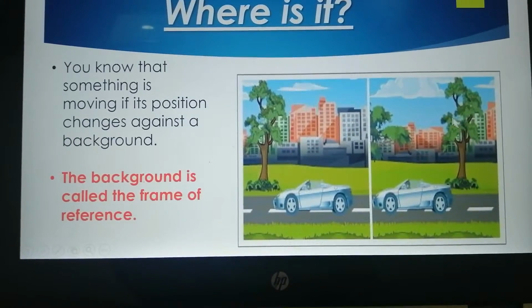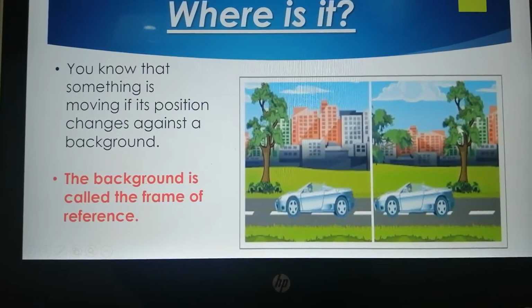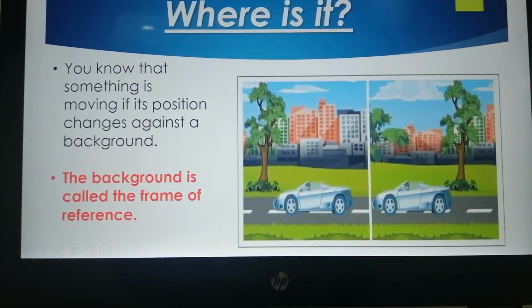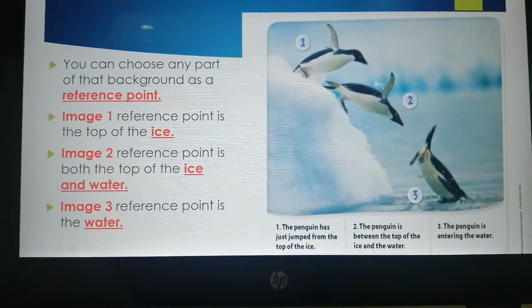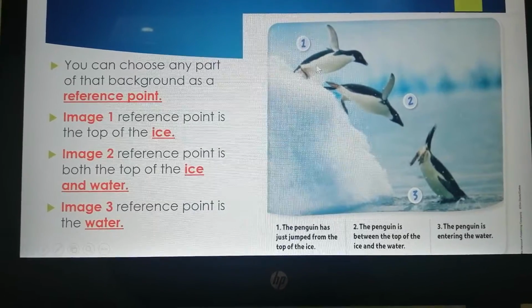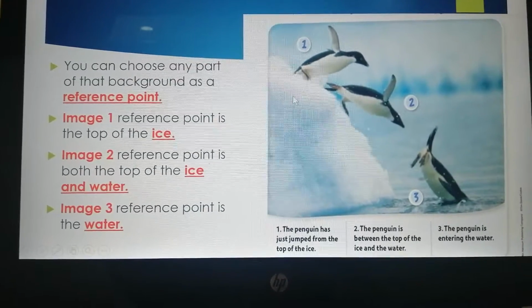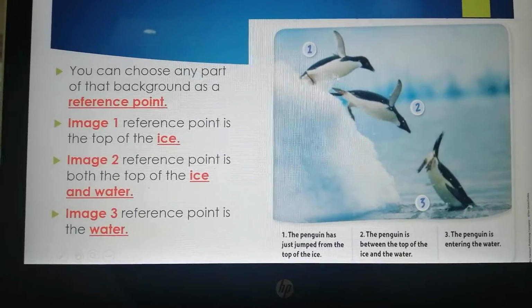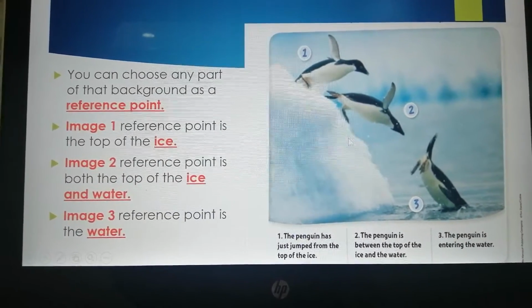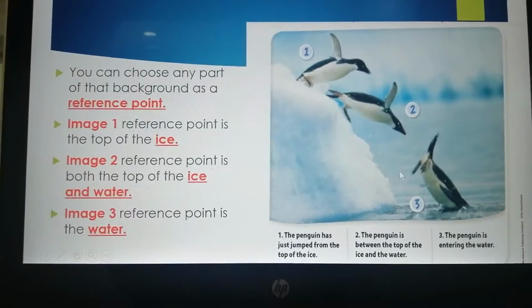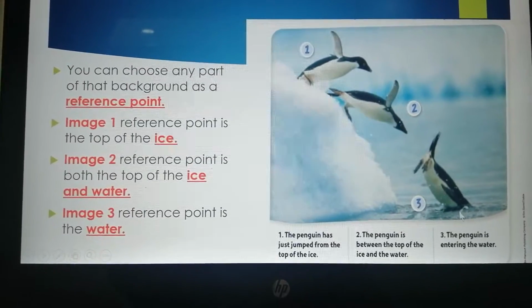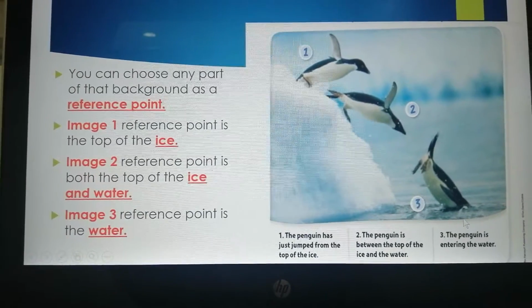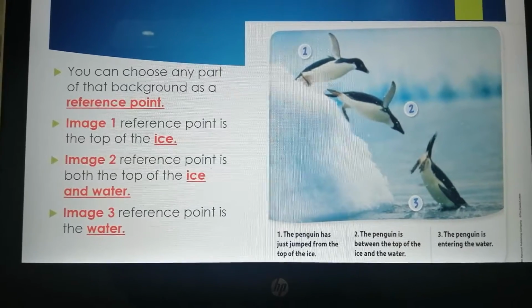So my reference point is what? The tree, right? Here the penguin is at the top of the ice. So my reference point is the top of the ice. The penguin is between the ice and the water. So my reference point is the ice and the water. The penguin is jumping in the water. So what is my reference point? It is the water. Okay?